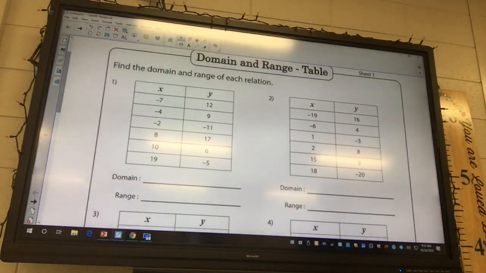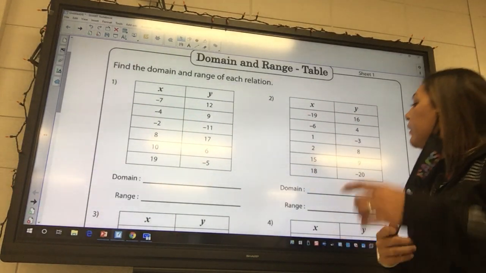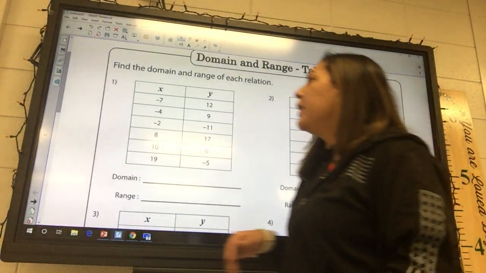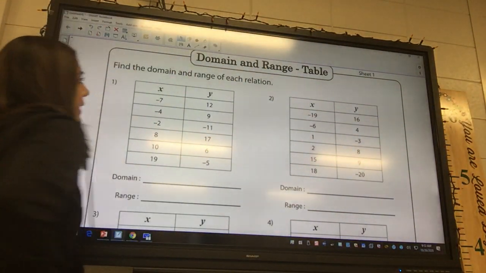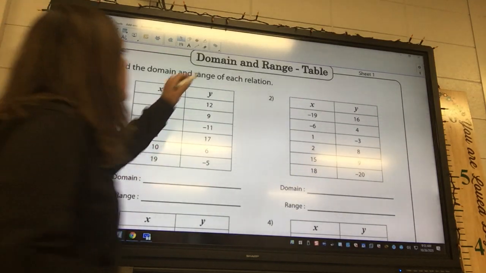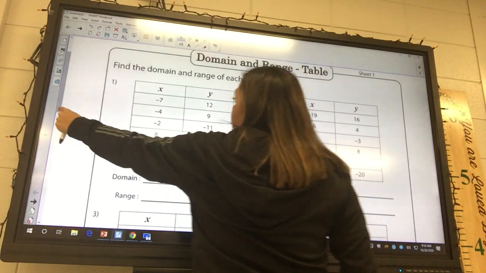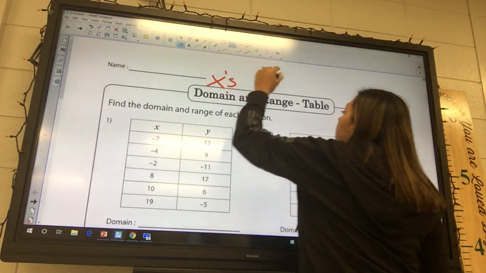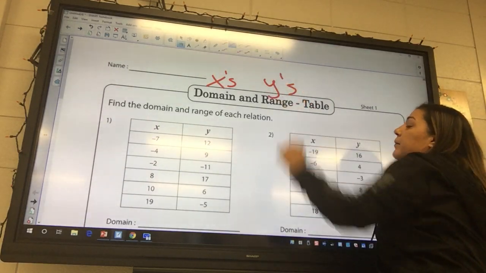So the very first one that we're going to do today is tables. Today there's 3 different sheets on here. It's going to be super easy. You guys are going to be like, oh my gosh. So is domain the x's or the y's? See if we remember. It's the x's. So somewhere on here you better write yourself a note so you remember. The domain is the x's, the range is the y's.